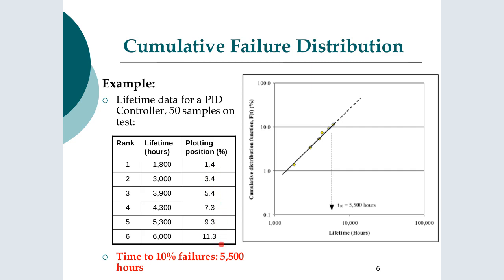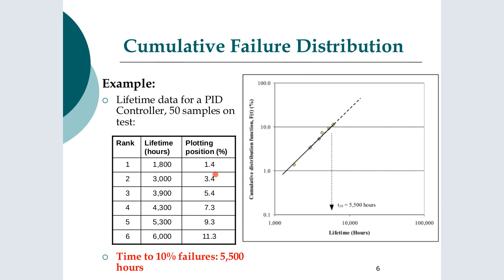The answer to this is quite straightforward. If you took another 50 PID controllers and you ran a lifetime test on those, you would not necessarily get the first failure at precisely 1,800 hours, and the second one at precisely 3,000 hours. So what that means is that there is a distribution associated with each failure event in the population.